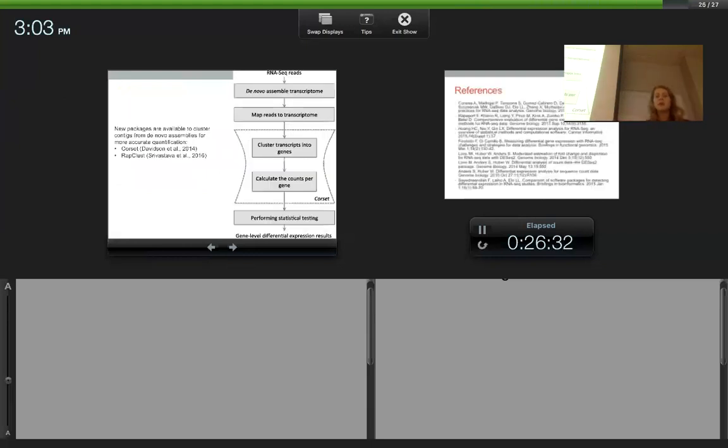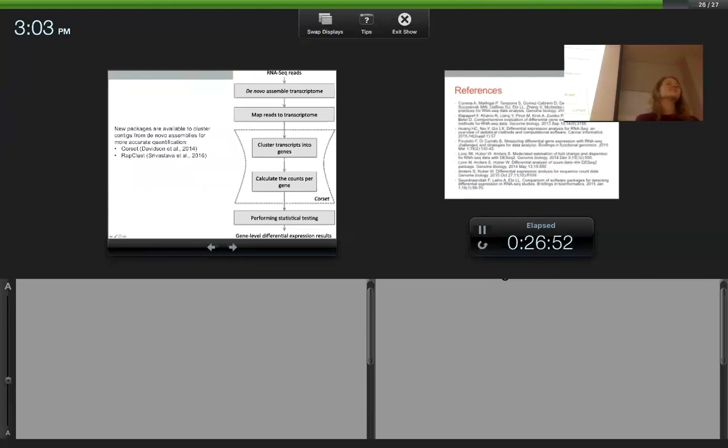One thing that is really helpful, and I do advocate if you have a de novo transcriptome, is to use either Corset or RapClust. We really like RapClust in my lab. I do like the name Corset though. I feel like Corset is a much better name than RapClust, especially because they put this diagram in their paper which looks like a corset.